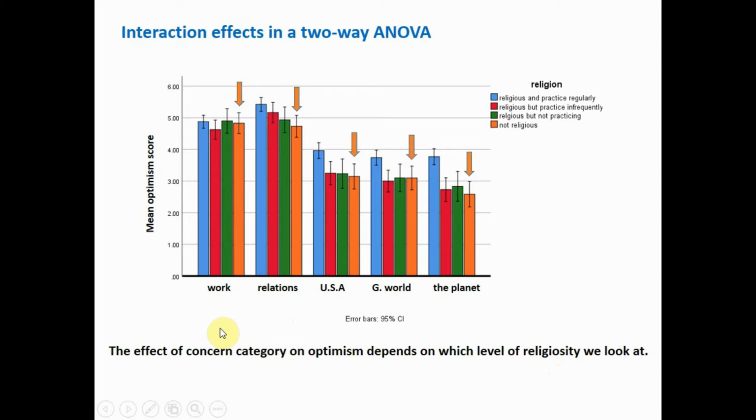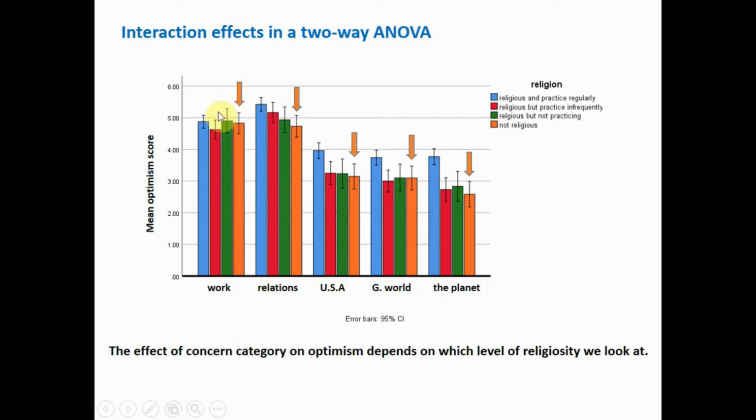So sometimes with interaction effects, you have to look at it both ways to see what's going on. If we look at it this way, where we ask what differences we see with concern category, but we do it one religion at a time, there doesn't really seem to be a pattern difference. Whatever effect we're seeing here for religious and practicing frequently is the same pattern that we're finding for this next group and the next one and the next one.